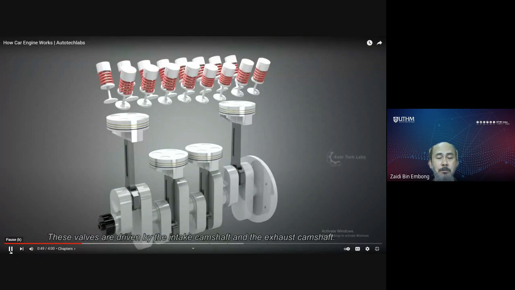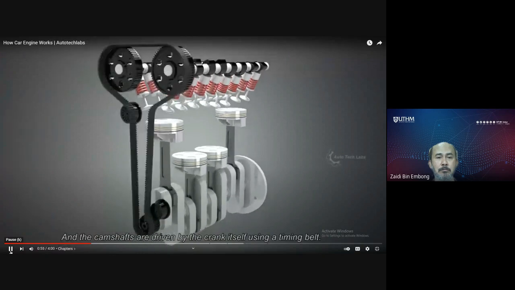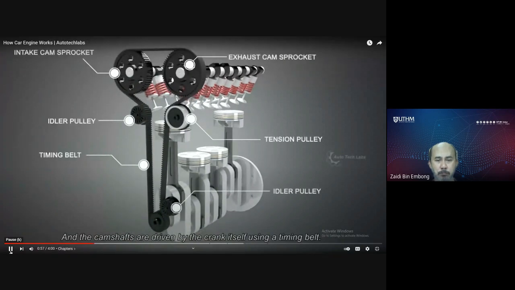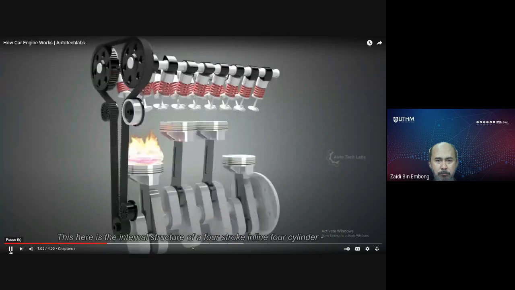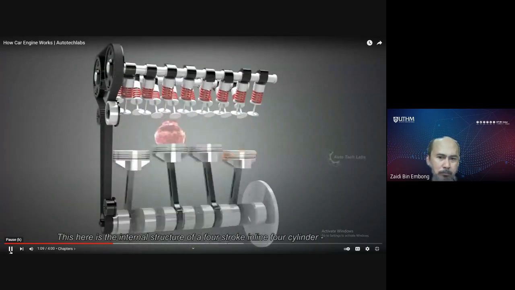These valves are driven by the intake camshaft and the exhaust camshaft, and the camshafts are driven by the crank itself using a timing belt. There will be idler pulleys and a tensioner pulley to hold the belt tight in place. This here is the internal structure of a four-stroke inline four.